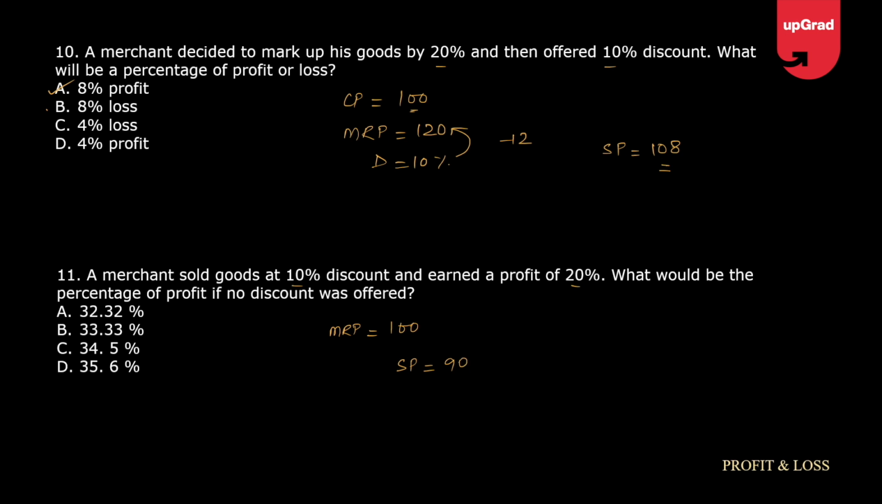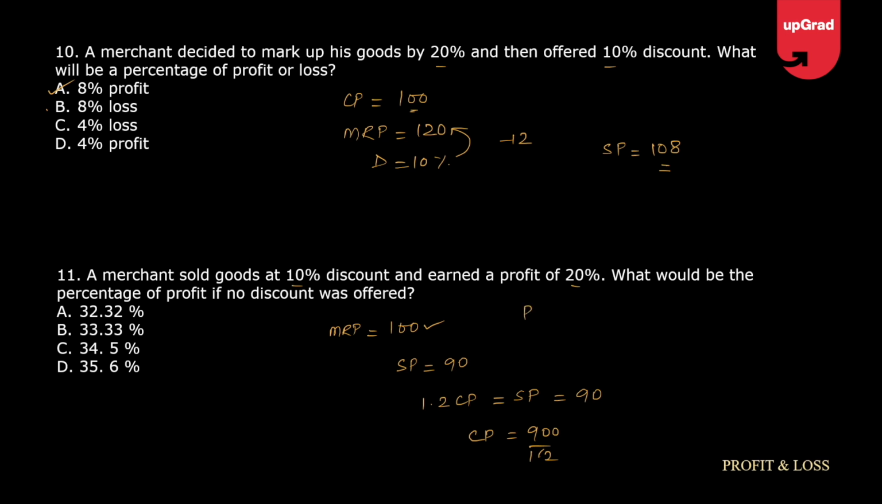But he still made a profit of 20%, which means he made 1.2 times of cost price as his selling price. And selling price is nothing but 90 rupees. So my cost price from this can be 90 divided by 1.2. And if I remove the decimal, this will be 900 upon 12. Now let's see what the question is talking about. What would be the percentage of profit if no discount was offered? So if he would have not offered any discount, his selling price would have been 100.